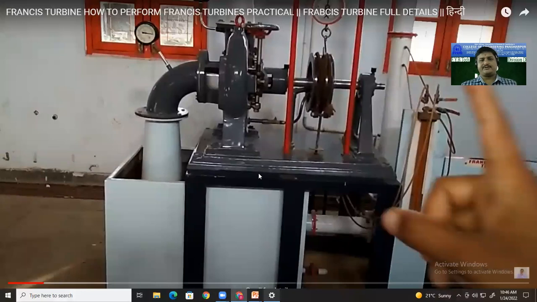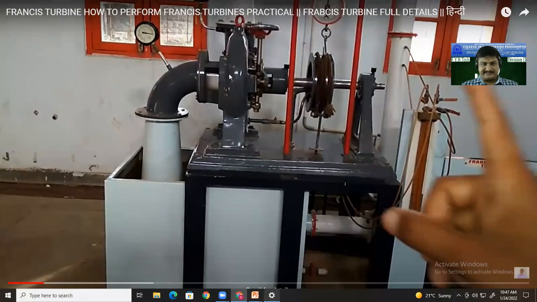So here you can see the draft tube. One girl was asking about the draft tube. So this is our, we can say that Francis turbine. Water is taken inside. Here there is a pipe. Can you see? Yes, sir. So water is taken inside, it is get rotated and it is moving towards center.